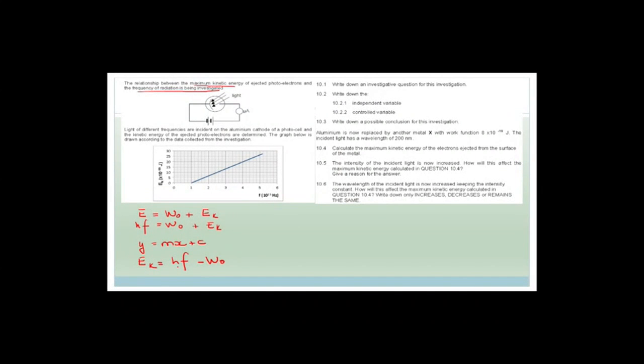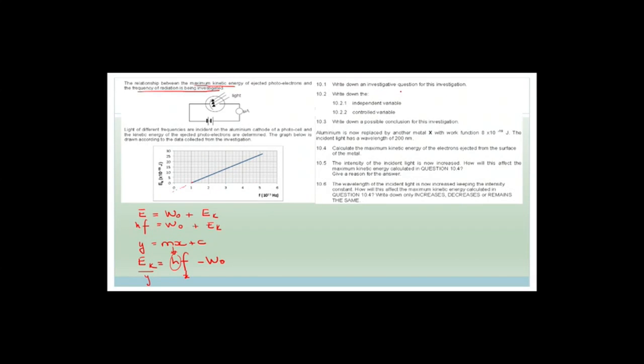So you can see that f is the equivalent of our x-axis, EK is the equivalent of our y, and h is the equivalent of our gradient. And where this eventually would cut would be our work function. Okay, so that's what's happening there. I don't even know if we're going to need this in working this out, but I'm just showing you what's going on with this graph.